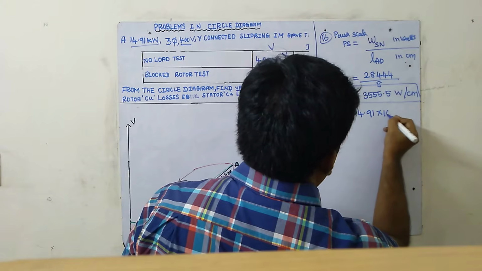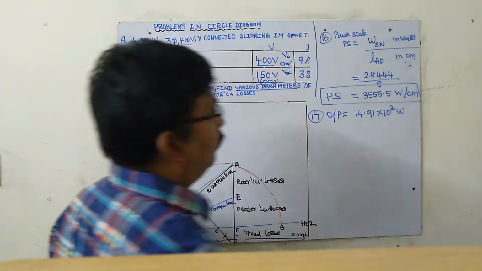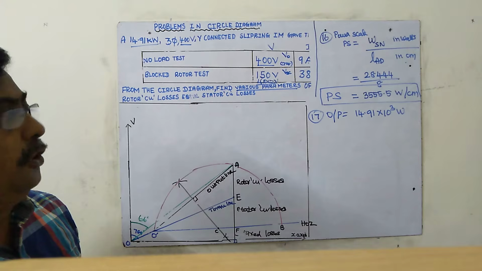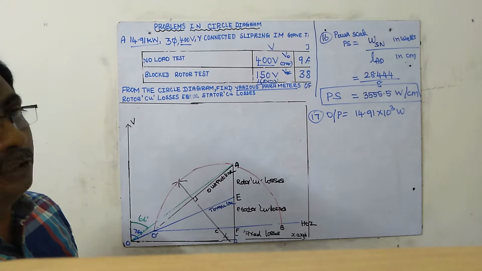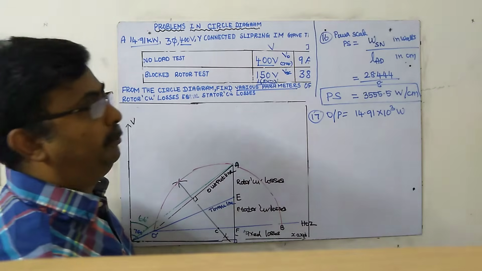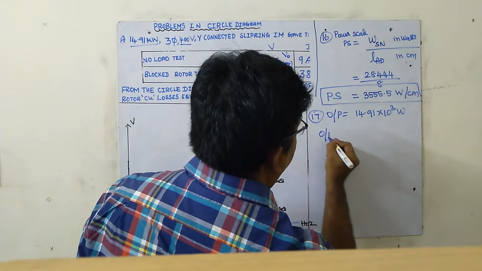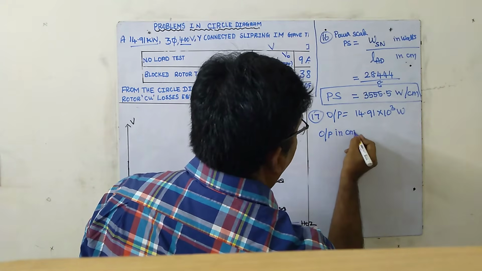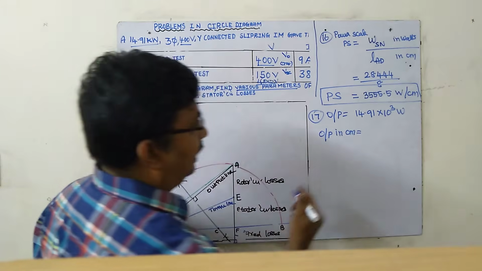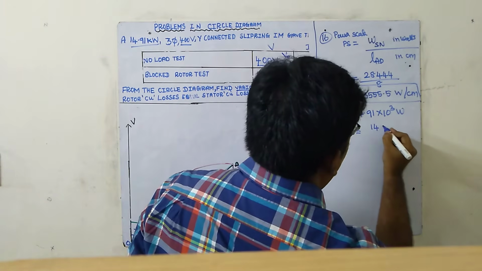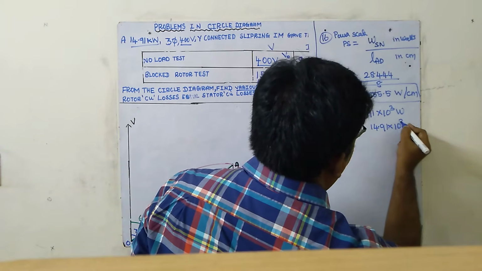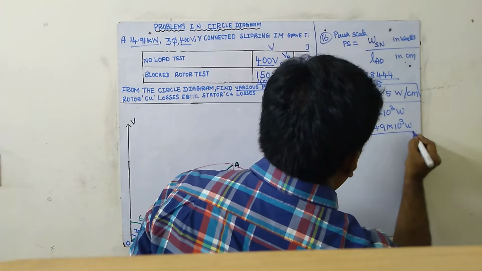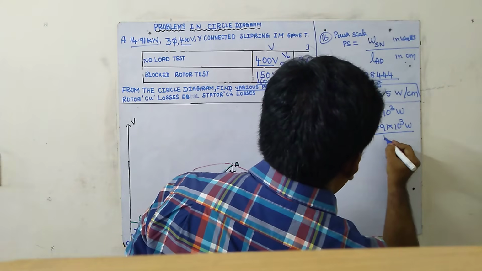Output power is 14.91 into 10 to the power of 3 watts. This is our output power. First I have to convert it into centimeter. How to convert? Just divide by the power scale. Output power in centimeter equals 14.91 into 10 to the power of 3 watts divided by the power scale.